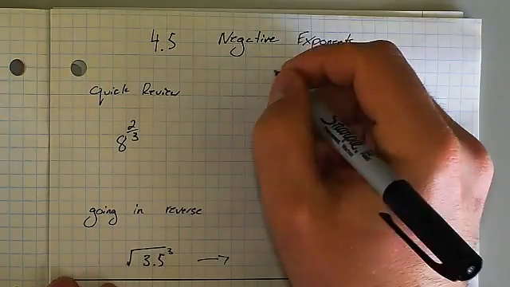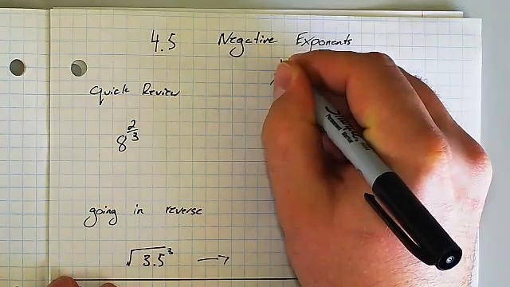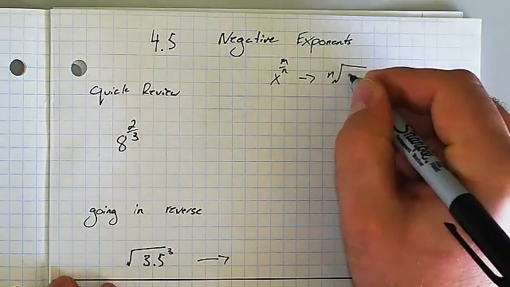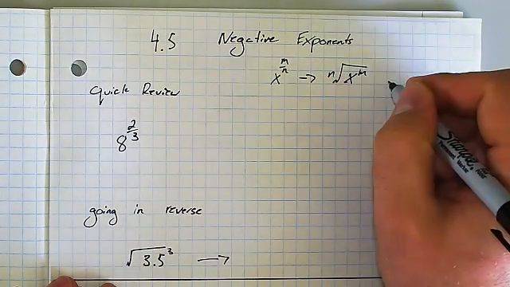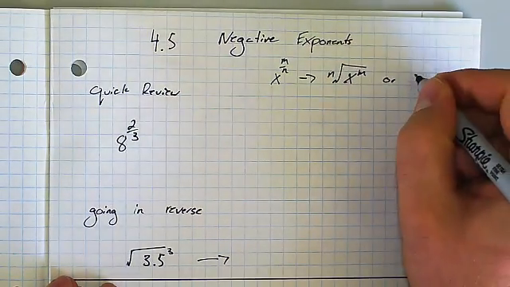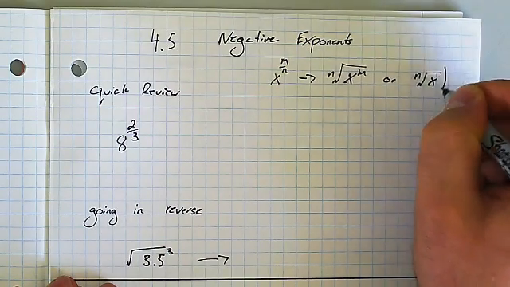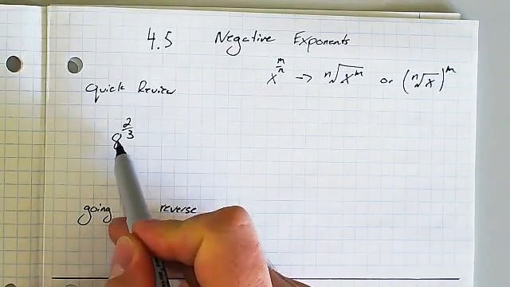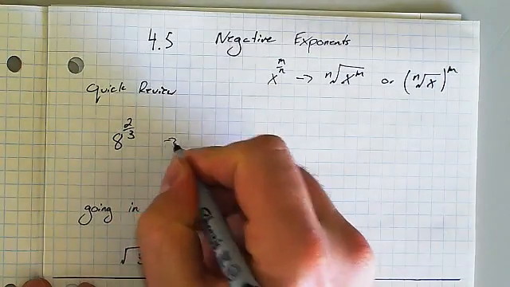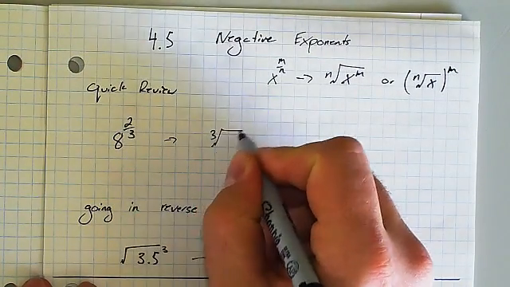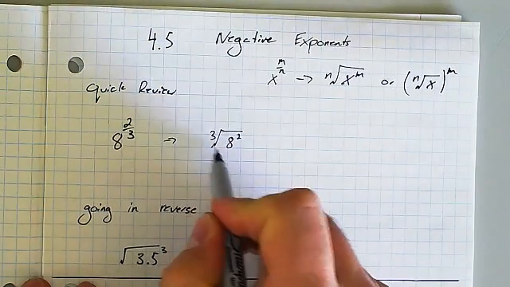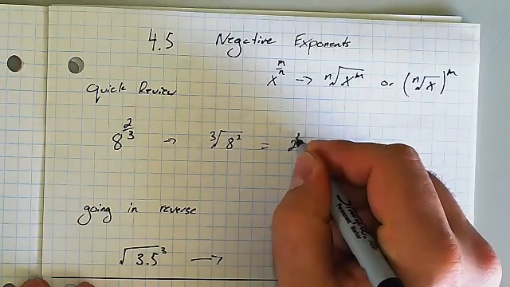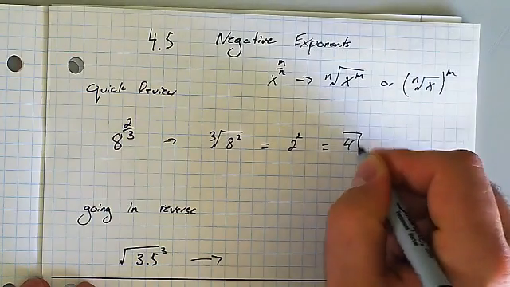And again, we have our formula: x to the power of m over n turns into the nth root of x to the power of m, or it can be written as the nth root of x, and the whole thing is to the power of m, either or. So we have 8 to the power of 2/3. This would turn into the cubic root of 8 squared. Always going to take care of your cubes first. The cubic root of 8 we know is 2, and 2 squared is 4.